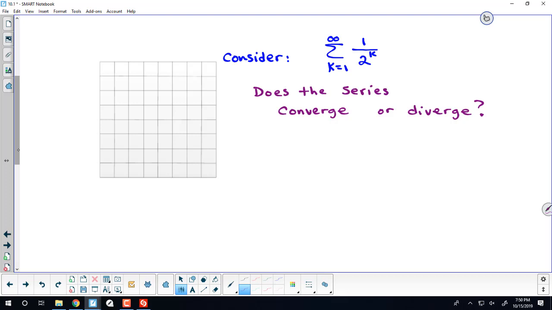Okay, so maybe we can write this out or make it formal later, but would it suffice for me to just say, all right, well, what's the limit of 1 over 2 to the k as k approaches infinity? Would that tell me whether that converges or diverges? No. How come? Because you're adding each term. It's not just a list of terms, right?